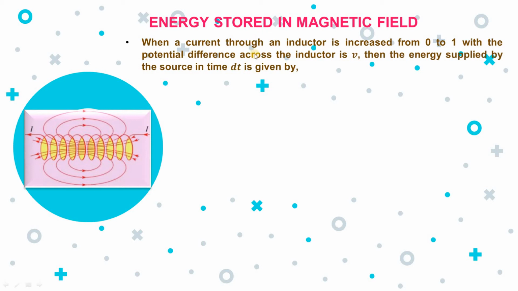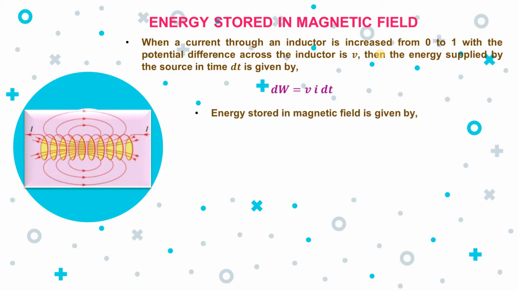That is a very simple statement. The EMF induced is proportional to the rate of change of current, so that is what is explained. Combined together, that is nothing but the energy. Therefore, the energy supplied by the source in time dt is given by dW equals VI dt. Okay, dW equals VI dt.